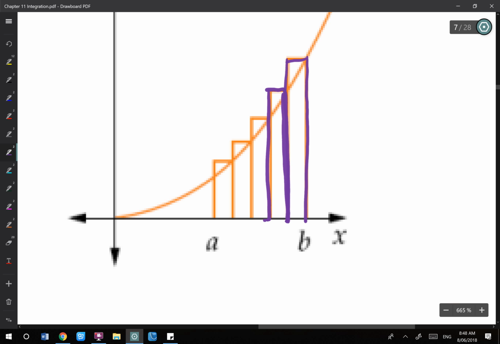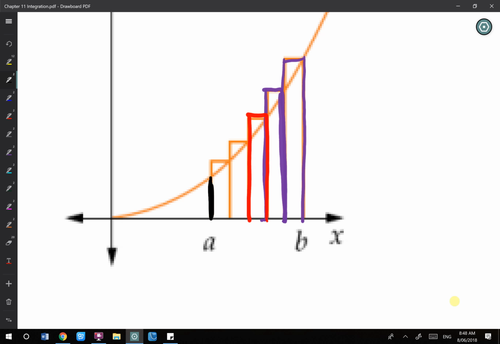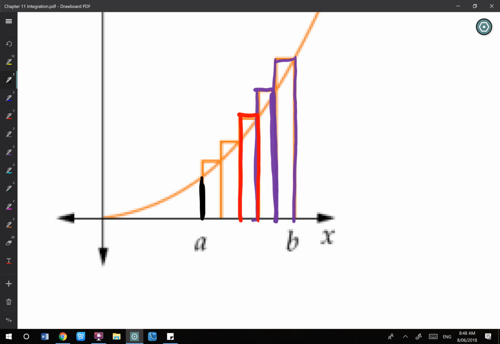Now I reach this point, I use this height to draw it. So what you can realize is this height hasn't been used at all. The most left-hand side point hasn't been used. Yes? This is the difference between a left-hand side rectangle and a right-hand side rectangle.